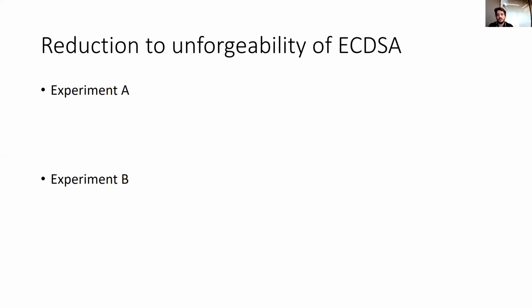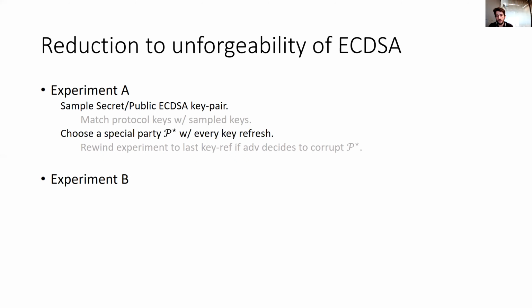So the first experiment goes as follows. The simulator interacts with the adversary by first sampling an ECDSA key pair on its own and matching the public key of the session with the sampled key. Next, the simulator picks a party P star, which will be henceforth deemed as special. The special party is chosen afresh with every key refresh phase, and every time the adversary requests to corrupt the special party, the experiment is rewound to the last key refresh.